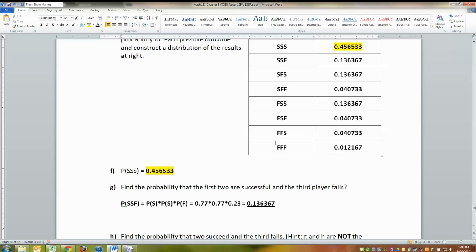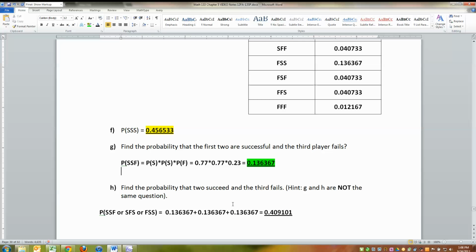Now what about success, success, fail? That's this one right here, right? I'll put it in green. Right? So you want the first two to be successful, the third player to fail. That's success, success on the first two, fail on the third one. What about this one? The probability that two succeed and the third fails, but it's not in order. So be careful. I guess I should say this, and one fails. Let's put it that way.